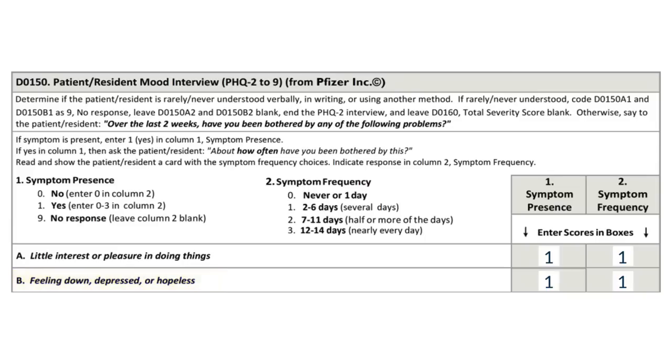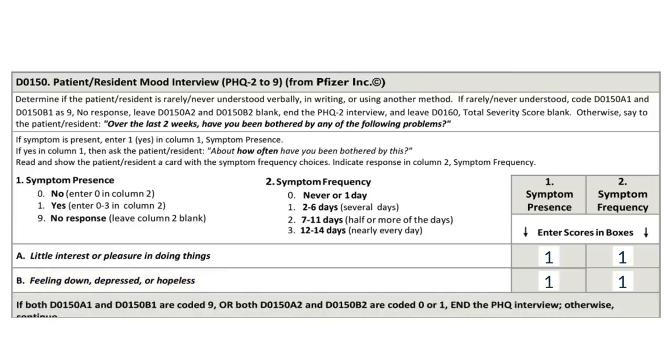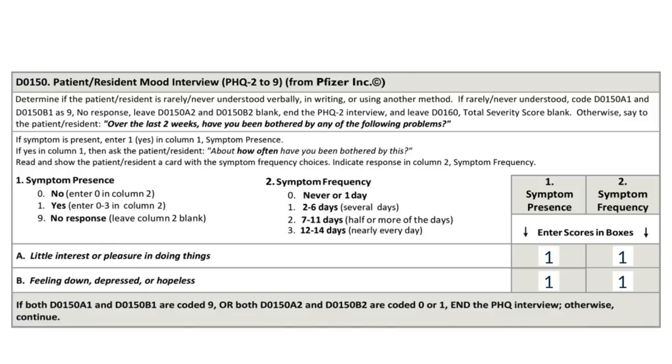After the coding of D0150A and D0150B is completed, the clinician must determine if the interview should continue. In this coding scenario for both D0150A and D0150B, column 2, symptom frequency, was coded with a 1, so the interview would not continue, and this would conclude the interview.